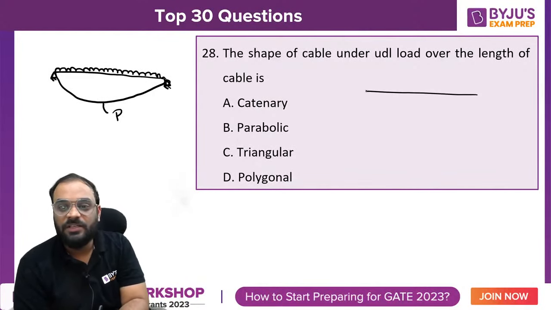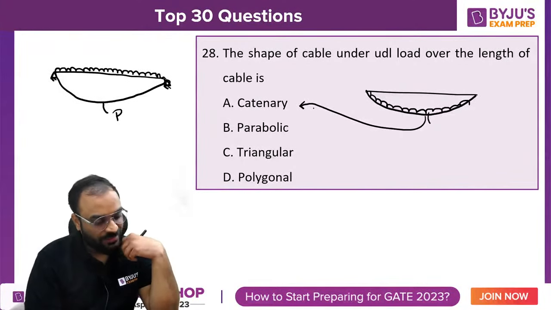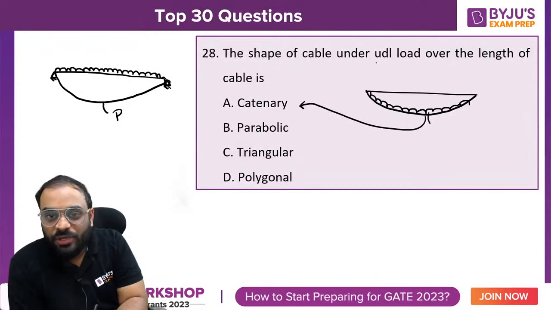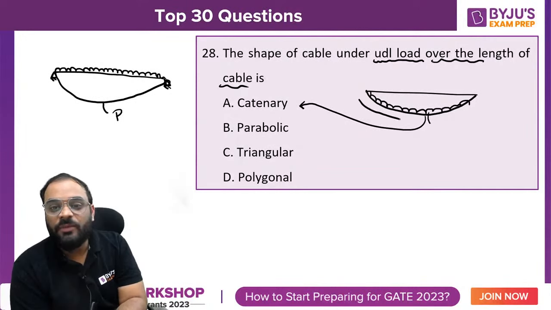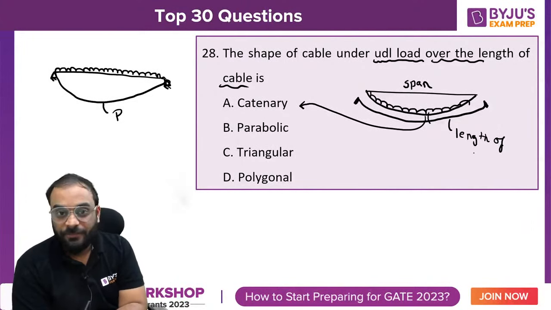But just imagine, guys, if you put UDL over the length of cable, then the shape will become catenary. Catenary. Clear? Self weight is catenary, but read this also: it will be catenary when UDL is over the length of cable. So this is the length of cable. This is the span. The horizontal distance between two supports is span. This is the length of cable. And if you put the UDL over the length of cable, you'll get catenary.